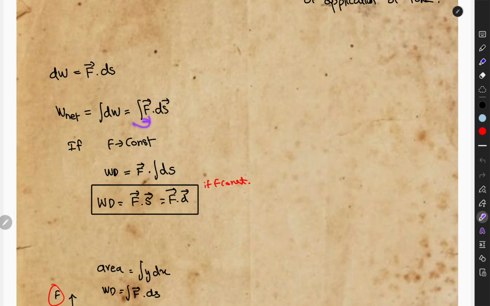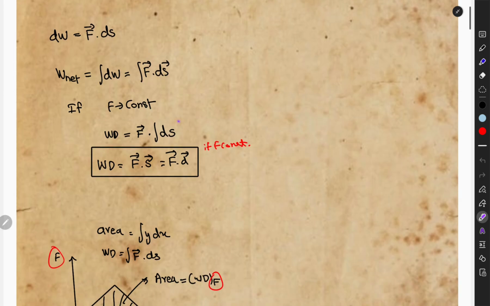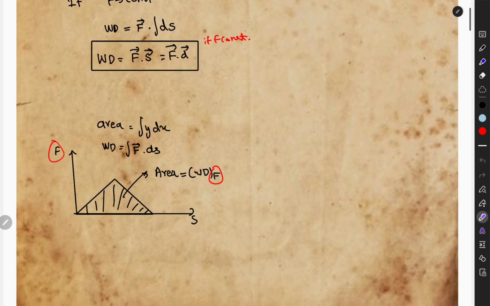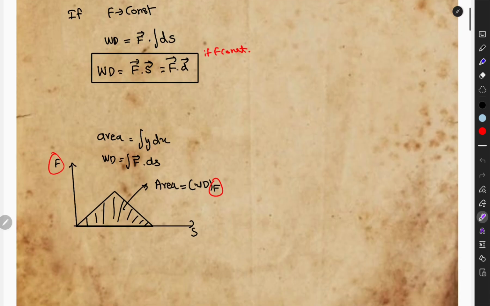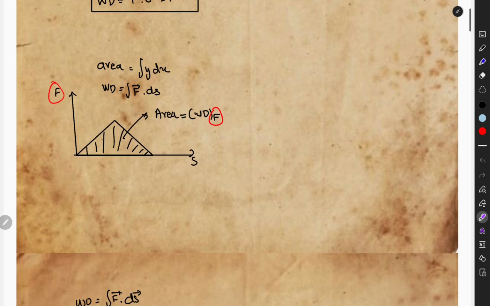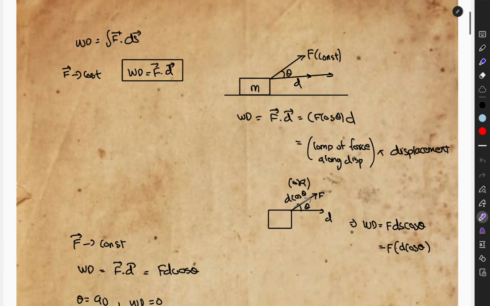And if F is constant, F comes outside the integral. Integration of ds is nothing but the displacement itself, and the final formula when F is constant is F dot s. This also means the area under the F versus s graph represents the work done by the force F. So as I said, work done will be F dot s, which basically means Fs cos theta.